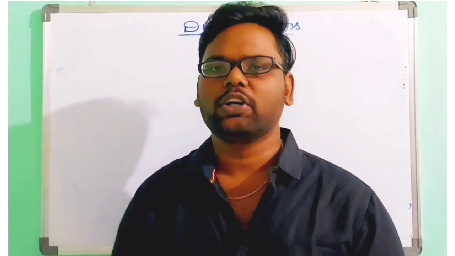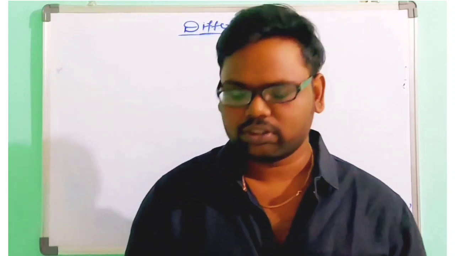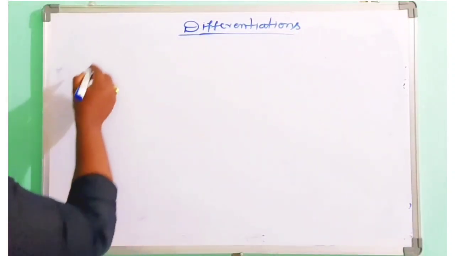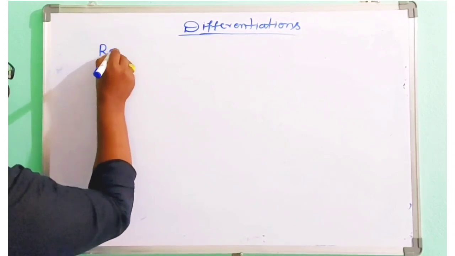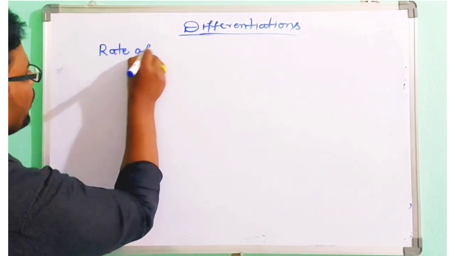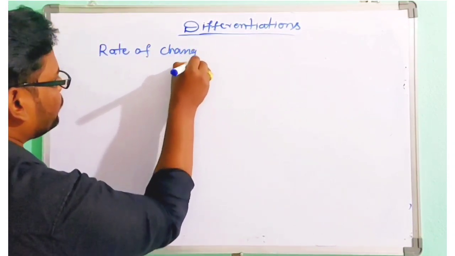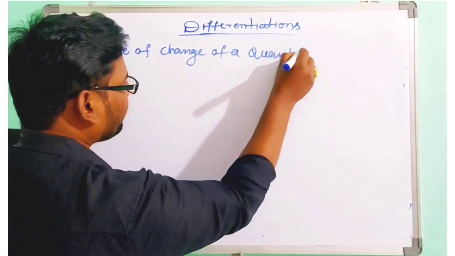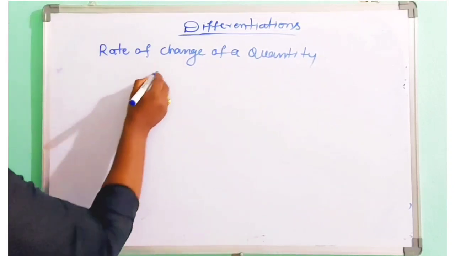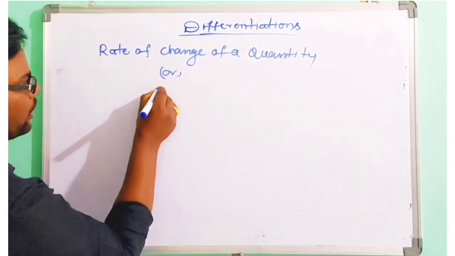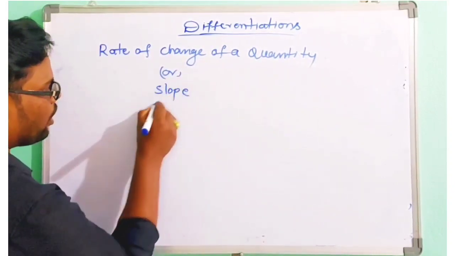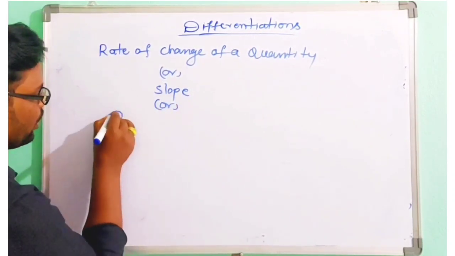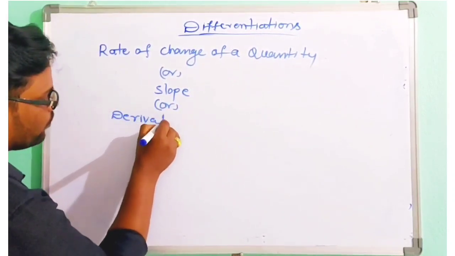Today I am going to discuss one of the topics in basic mathematics, that is differentiation. So differentiation means rate of change of a quantity. And in graphical representation we can say that it is a slope, or we can say derivative.